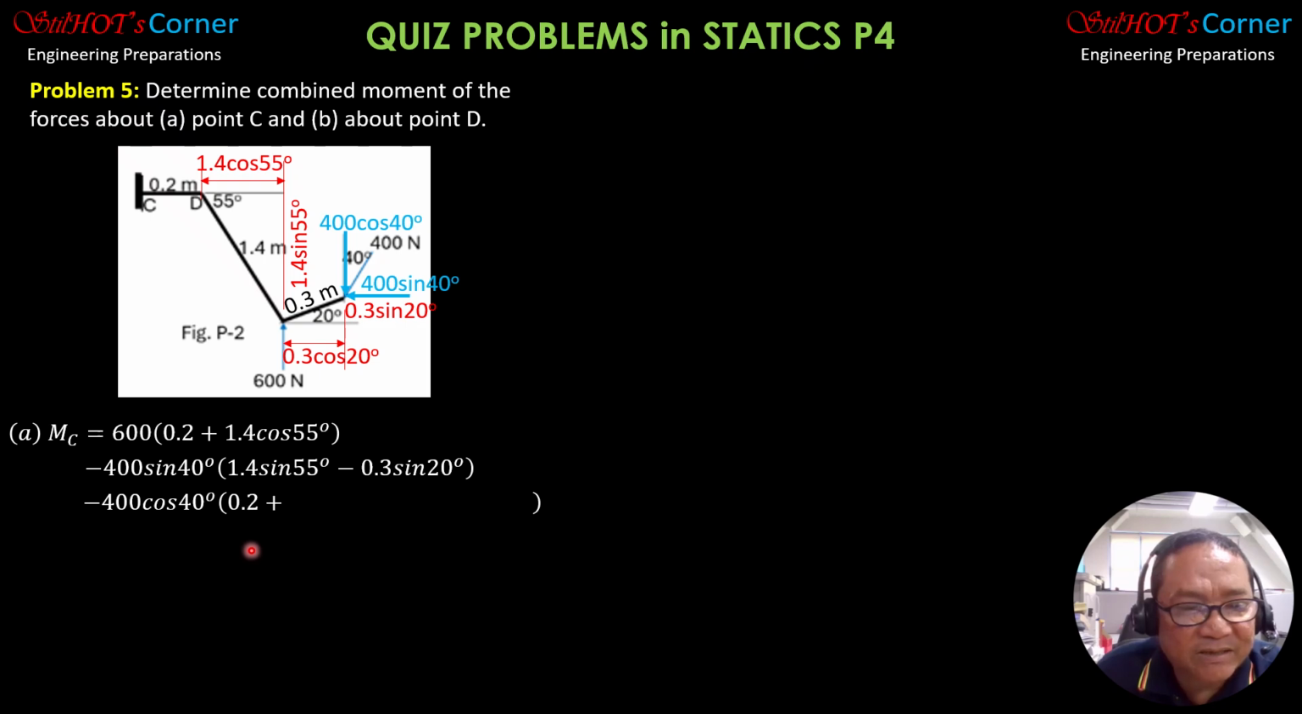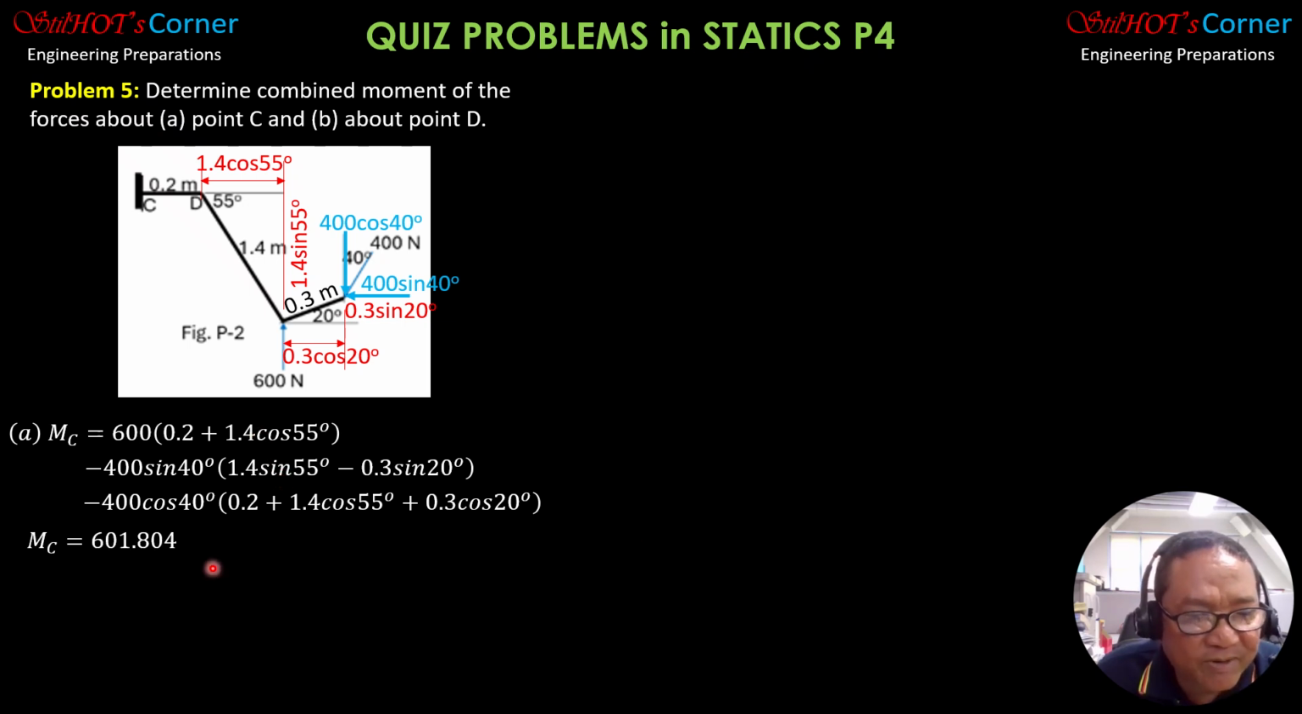So as listed here, the first term is equal to positive 601.804. The second term is negative 268.481. The third term is negative 393.721. Combining the moment of this system of forces about C is equal to negative 60.40 Newton meters. So that means it is clockwise because it's negative.